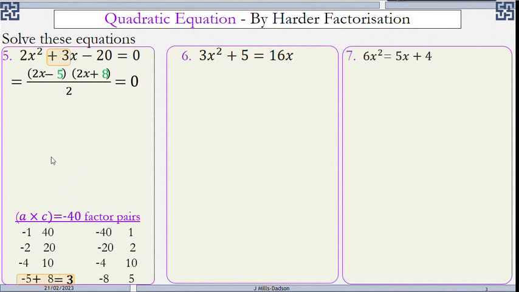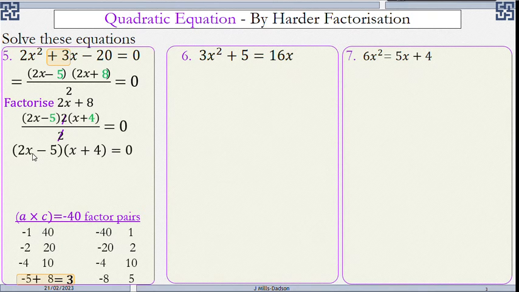put them back into the bracket. So you can factor out anything here. You can factor out 2. And now I've got my 2 to cross out. So I now have 2x minus 5 into bracket x plus 4 equals 0.